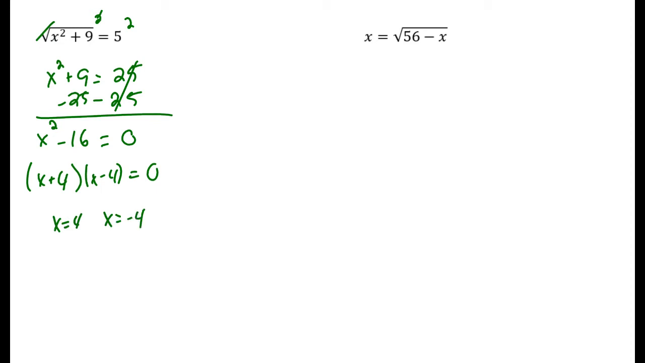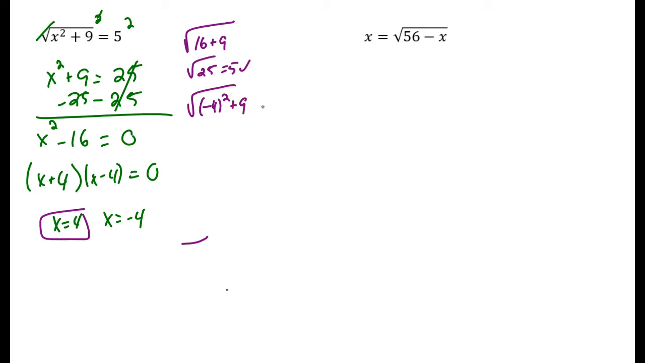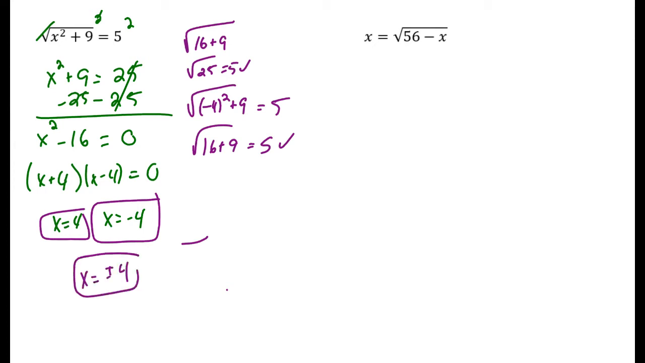Now, I need to check both of these solutions, so we check them one at a time. So let's plug in a 4. 4 squared is 16 plus 9. The square root of 25 equals 5. That checks out, so that's a solution. Negative 4 squared plus 9, what does that equal? Does that equal 5? Any negative number squared is going to give me a positive number, so I get this 16 again. So that does check out. They are both solutions. So 4 and negative 4, so you might write that as x equals plus or minus 4, is a solution to this equation.